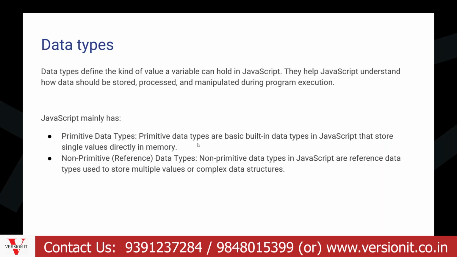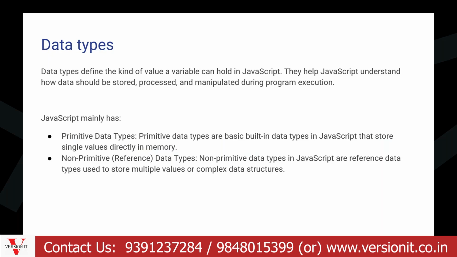You can consider primitive data types as very simple data types that can store only a single value. It is not like an array, which can hold multiple values, or an object, which can store multiple values. A primitive data type is a simple data type that can store a single value directly in memory.